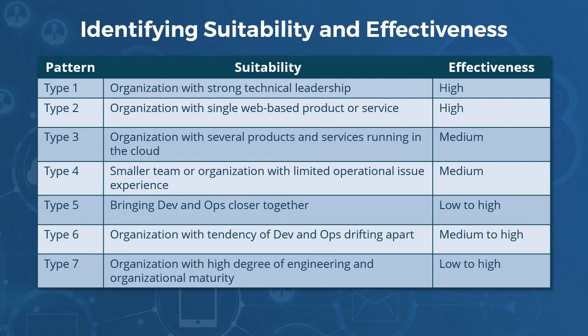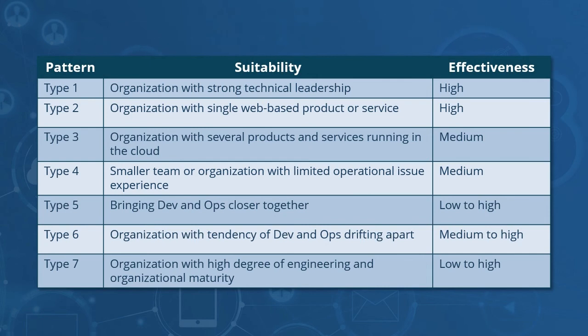Type 4 is all about smaller teams or organizations with limited operational issues experienced. Effectiveness is medium. Type 5 is suitable wherever we have to bring dev and ops closer together. Effectiveness can be low to high because it is heavily dependent on the experience that dev and ops teams have. Type 6 is suitable for organizations with a tendency of dev and ops drifting apart. Effectiveness can be medium to high. And finally, type 7 is suitable for organizations with a high degree of engineering and organizational maturity. Effectiveness can again be low to high.